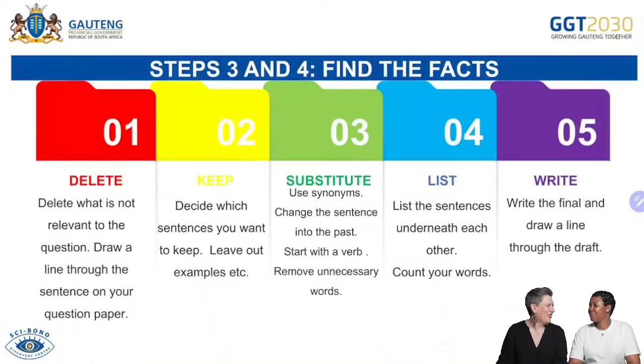And I love your analogy of spending 70 rand. It's such a brilliant way to remember. Exactly. I hope you do remember it, Grade Elevens.